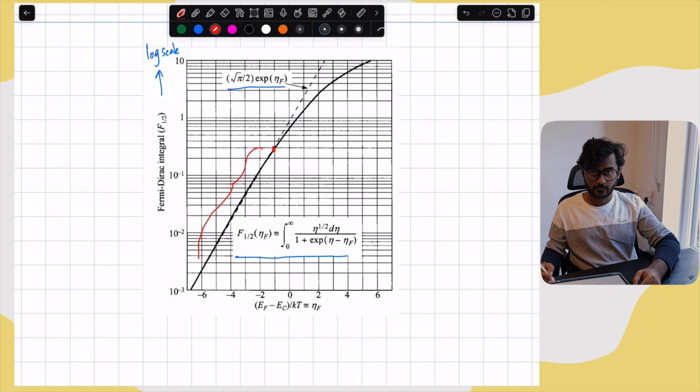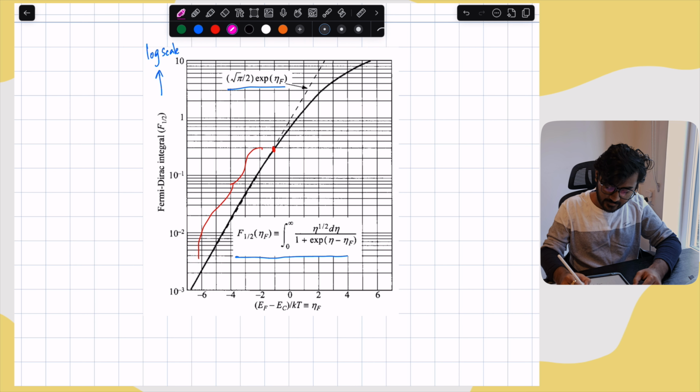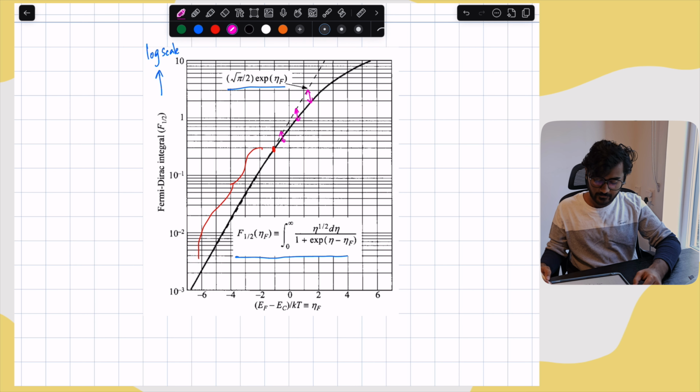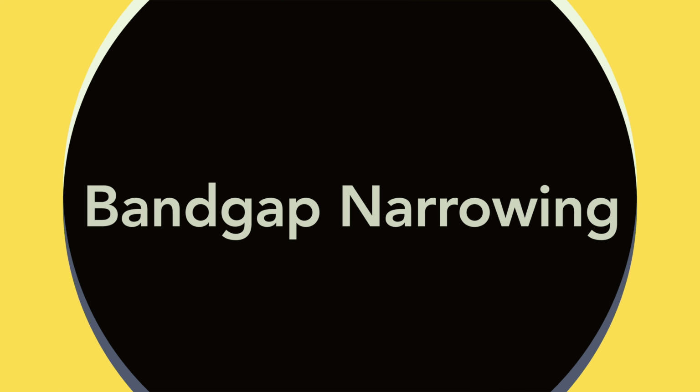Once EF gets closer to the conduction band, that is, once EC minus EF is lesser than kT, we see that the integral and the exponential function start deviating. So under this condition, we can't use the exponential function to actually calculate the carrier concentration. So we will have to solve the Fermi integral. So this is what it mathematically means to have a highly doped semiconductor.